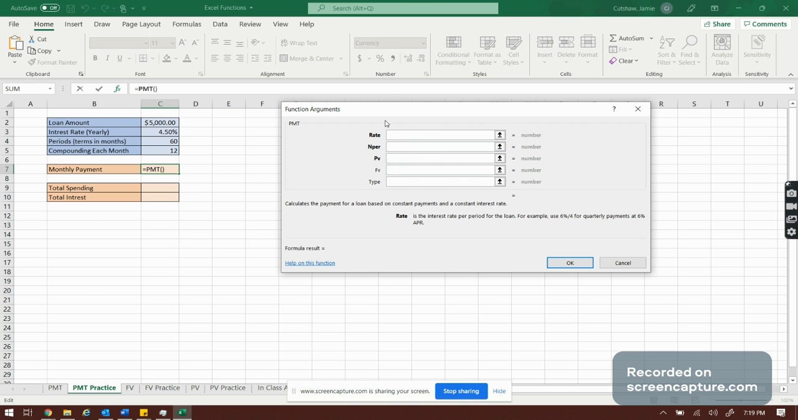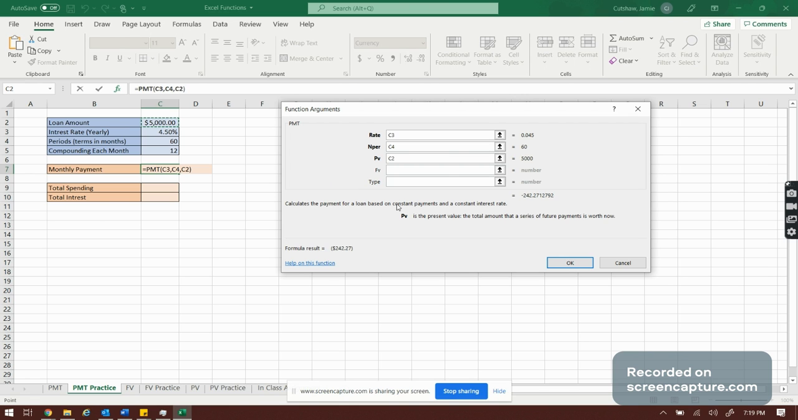First off, for rate, that is our interest rate. So what we're going to do is click here, because we have an interest rate of 4.5. Then we're going to click down to NPER. NPER is our total number of payments for the loan. Our total number of periods is 60. Then for our PV, our present value, how much money did we start with? Well, we took out a loan of $5,000.